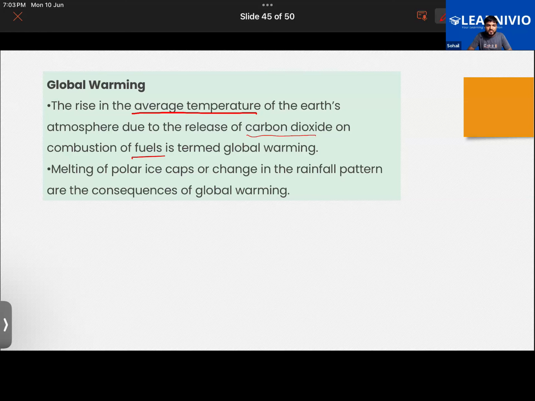So it will lead to climate change. Getting it? It will lead to climate changes like there will be frequent floods, forests would be drying up.